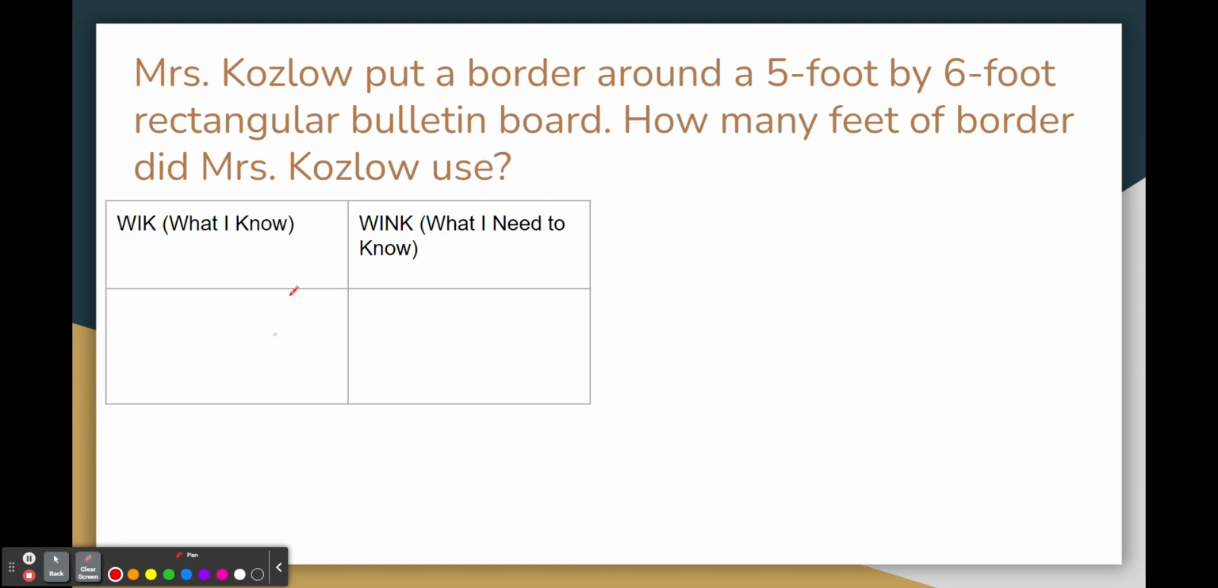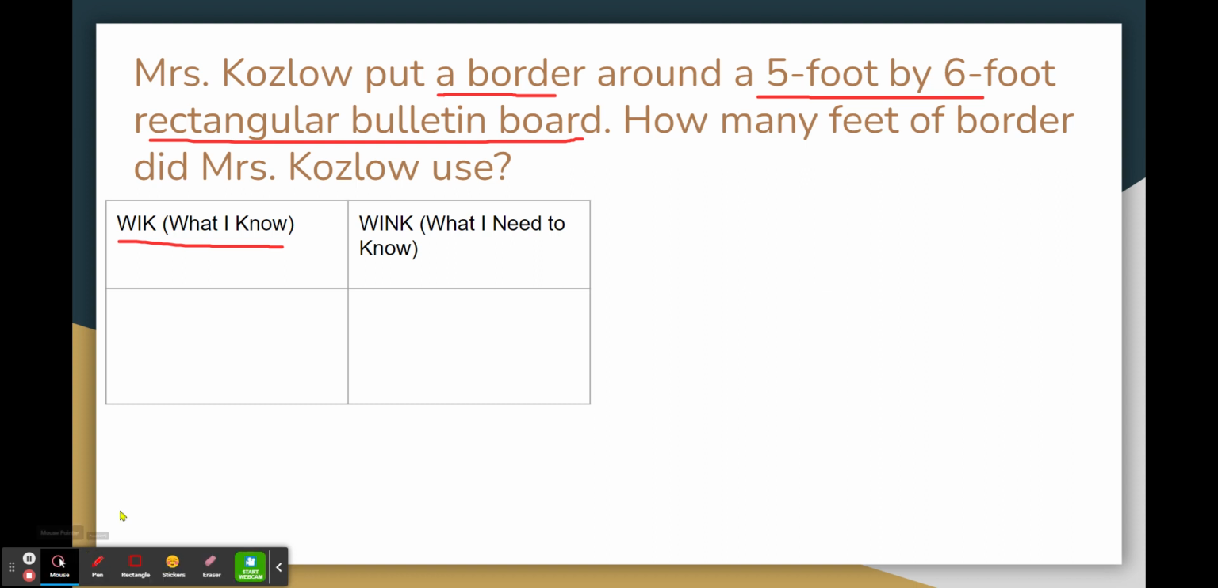Okay, now whenever I'm looking at a word problem, I like to use a strategy called WICK and WINK. WICK stands for what I know, and WINK stands for what I need to know. So let's figure out our WICK, what I know. So I know that Mrs. Cowslow put a border around a 5-foot by 6-foot rectangular bulletin board.